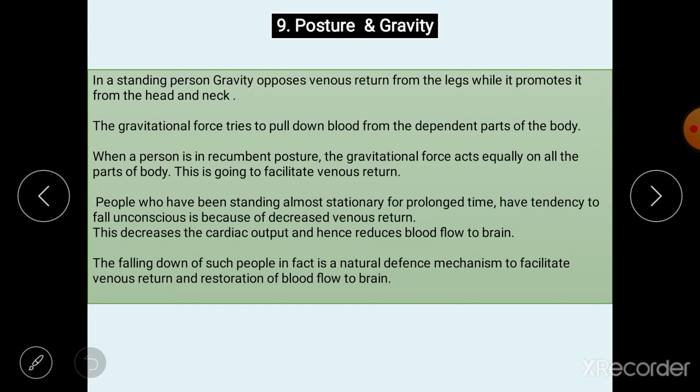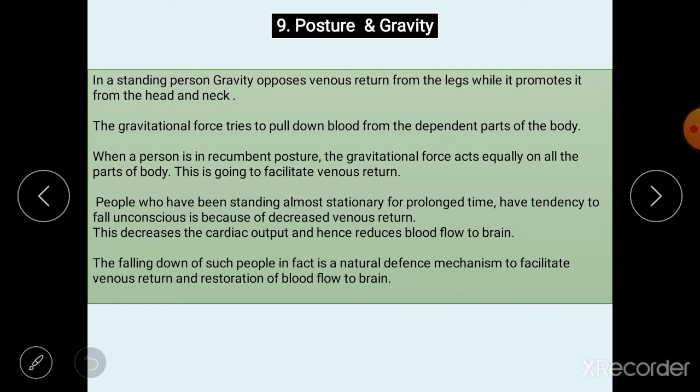Such a person who has been standing for very long, like the guards at the Queen's Palace. You might have often heard in the news that the guards of the Queen's Palace keep standing for very long periods of time without moving any muscles, and because of this the blood pools within their legs, the venous return decreases, the blood flow to their brain decreases, and these people tend to collapse.